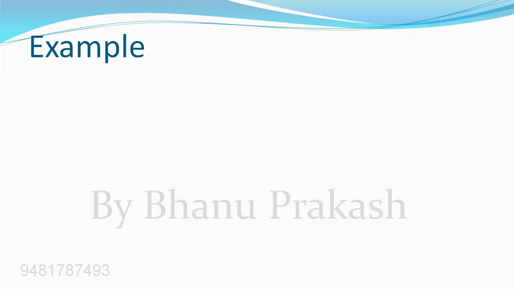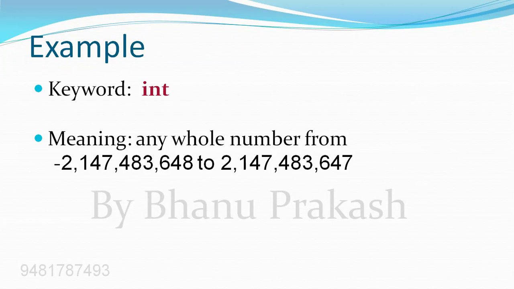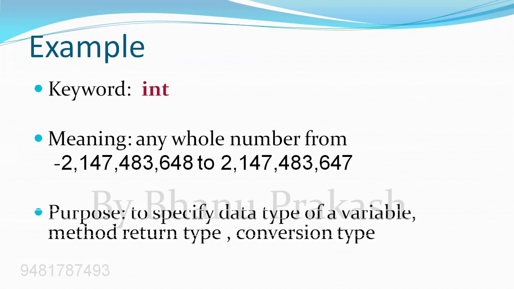Right? And to have a simpler example, let's take another keyword, int. The meaning of this word is it represents any whole number from minus 2 billion to plus 2 billion, more precisely. What is the purpose of it? We use it to specify the data type of a variable, the return type of a method, a conversion type, and so on and so forth.